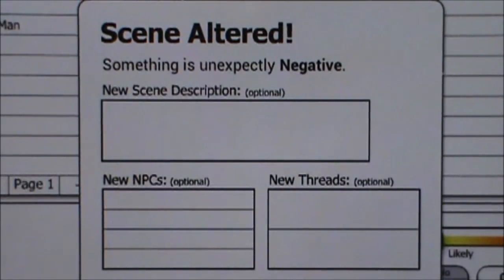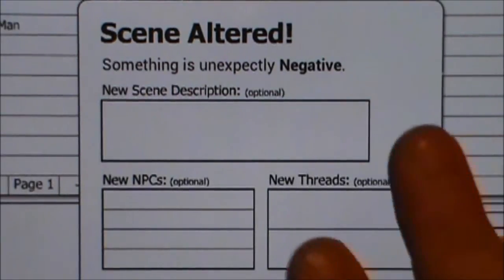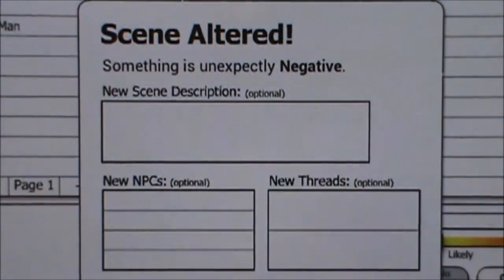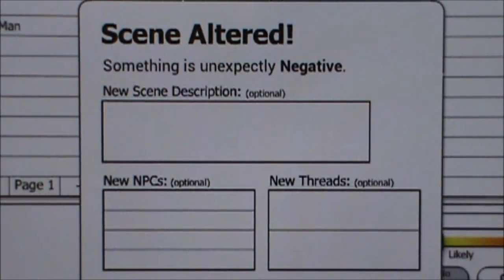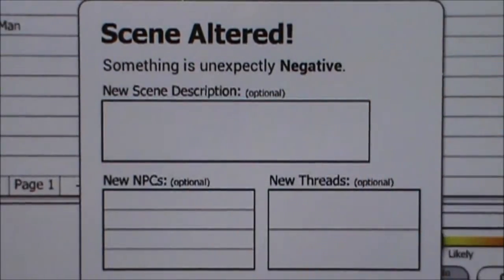I was just retyping my information into the GM emulator here, and this random event popped up as soon as I typed in Spider-Man, Jim, Spider-Man on patrol, store robbery, and got ready to move things forward. It popped up at random, but it fits perfectly with what I was hoping to do. It says the scene is altered and something is unexpectedly negative. This is perfect.